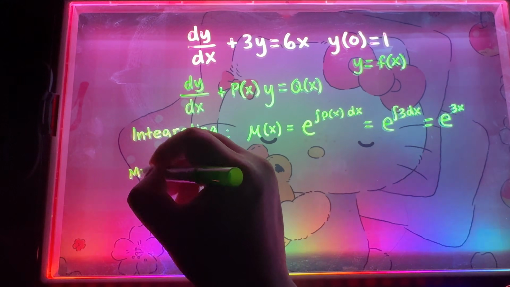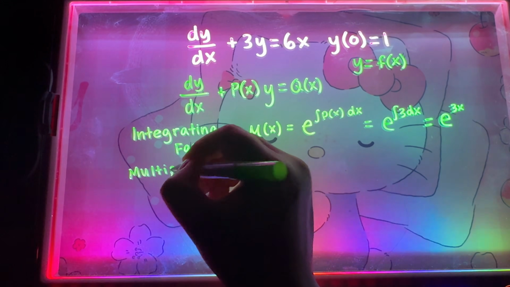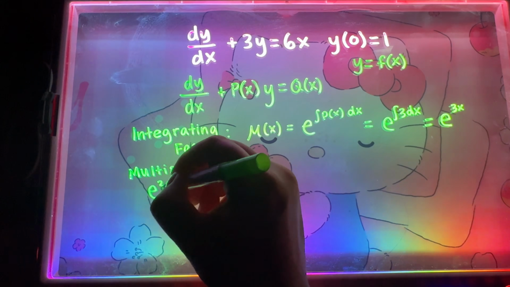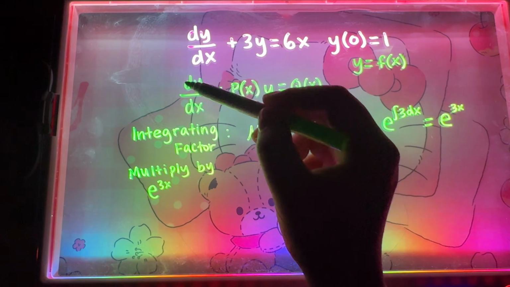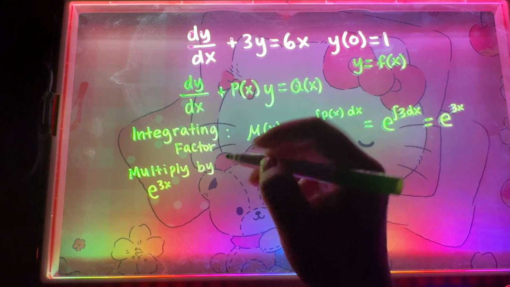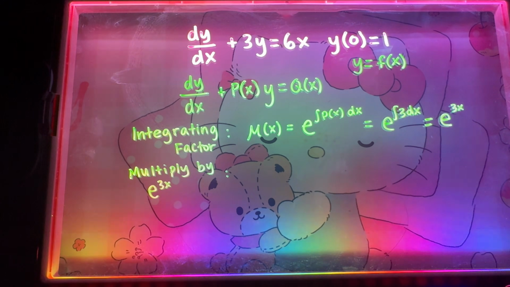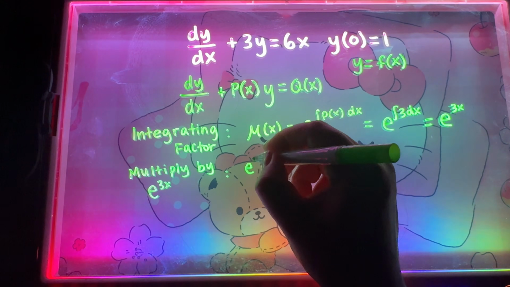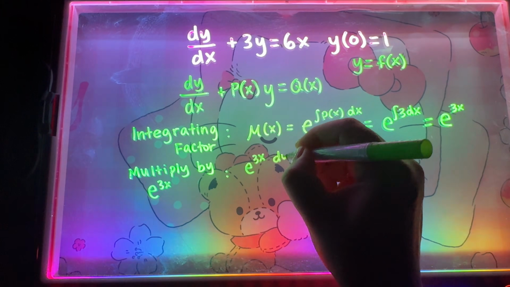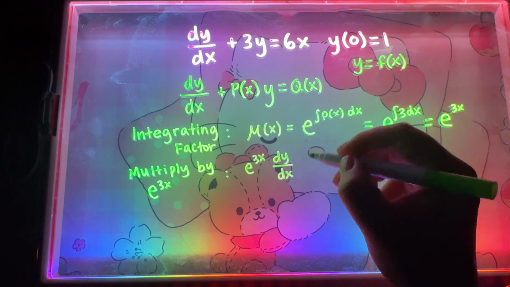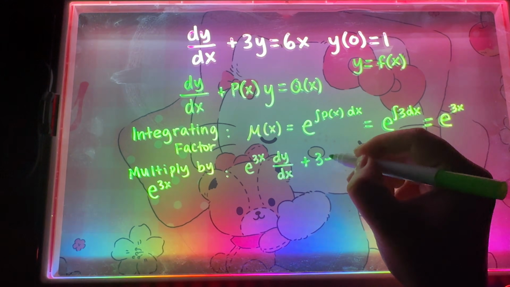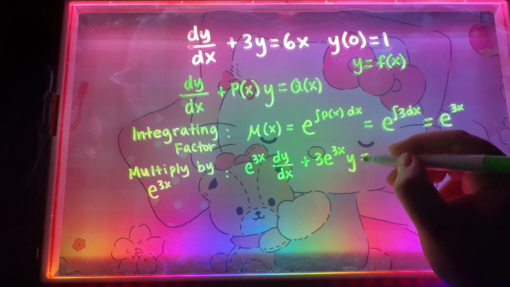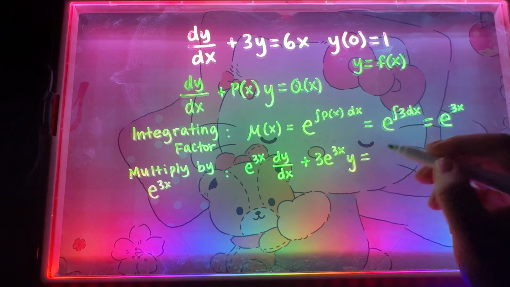So multiply by e to the 3x. I should say the whole equation, but hopefully you can follow along here. So we have both sides: e to the 3x dy dx plus 3 e to the 3x y equals 6x e to the 3x.